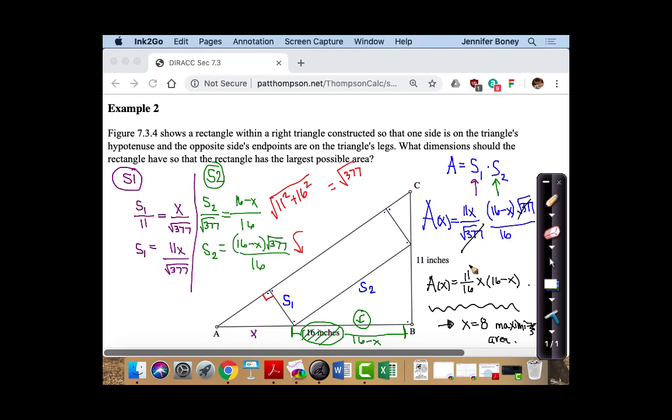So in this case, 11 times 8 over the square root of 377 would be the length of this side, and 8 times the square root of 377 over 16, in other words, root 377 over 2, is the length of this other side. Sorry, I keep forgetting to say the square root part of that. So whatever on earth that comes out to, it comes out to unpleasant decimals or the radical form. But the bulk of the work in these questions is getting to this point.